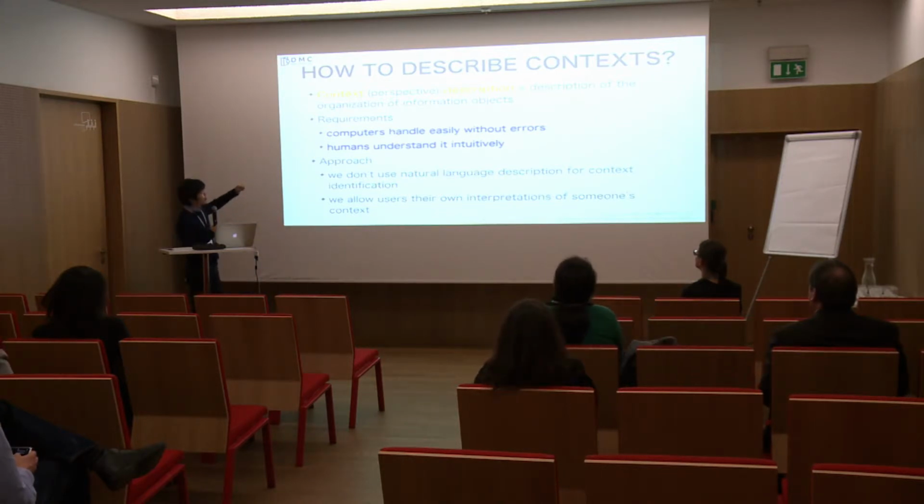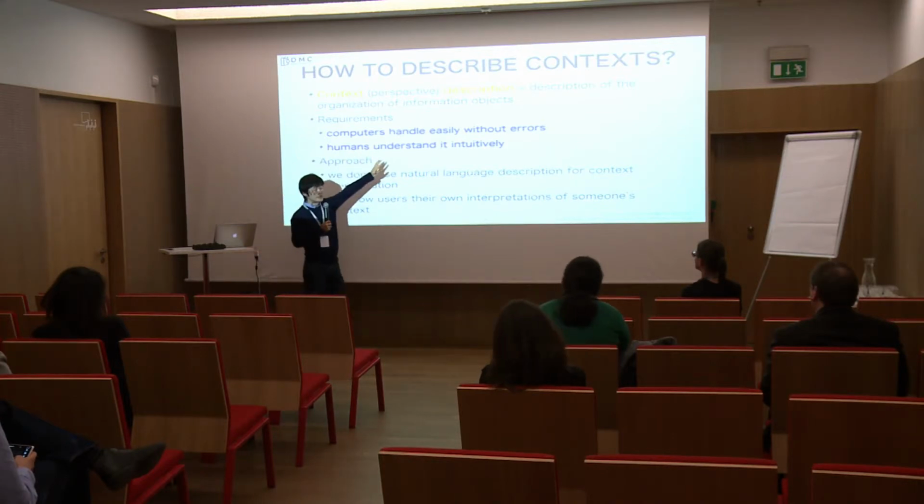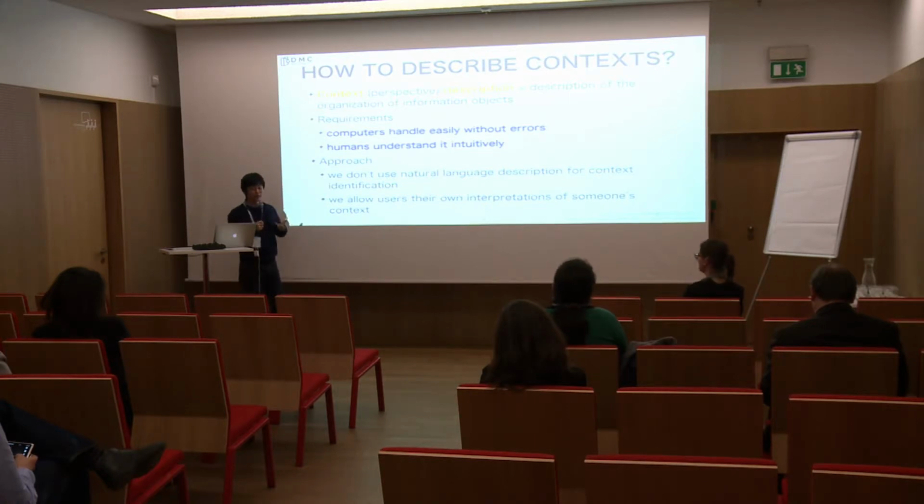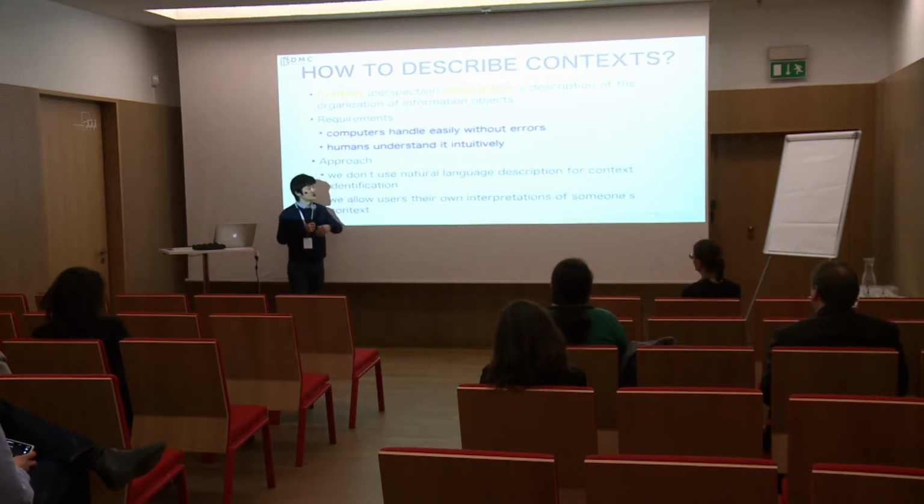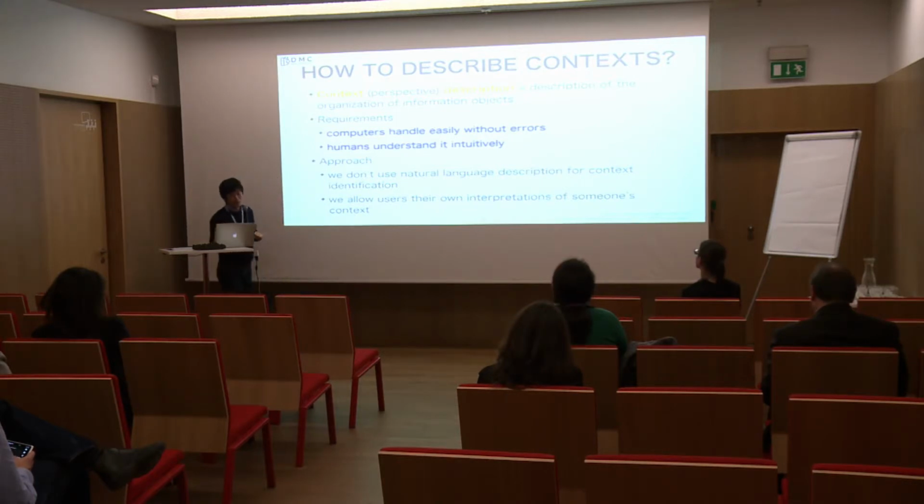But we need to think about, this is a digital system, so it should be friendly enough to the computer system. And then computer says, hey, this is 0, this is 1, right? So computers handle easily without errors. That is one important point. And on the other hand, the human understands it intuitively, right? These 2 points are important when we design the context description.